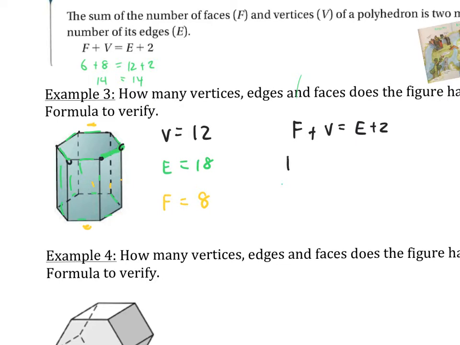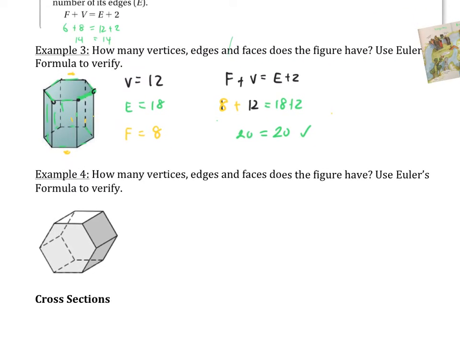So my faces are 8 plus the vertices 12 should equal 18 plus 2. And easily we see that it works out. 20 equals 20. So our friend Euler came up with a good hypothesis. It's been tested and proven.